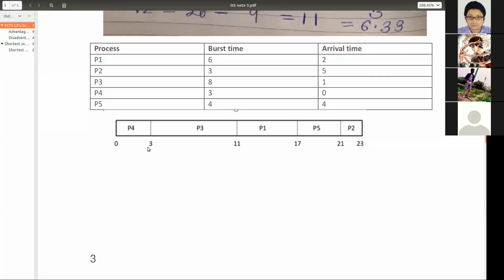Okay, P4 will be, P4 completion time 3. Yes, P4's completion time is 3 and arrival time is 0, so 3. Very good. P3 will be completion time 11, arrival time of P3 is 1, so it will be 10. Very nice. P1 will be 17 minus 2, 15. P5 will be 21 minus 4, so it will be 17, right? And P2 it will be 24 minus 5, right? So whatever it will be, that thing.